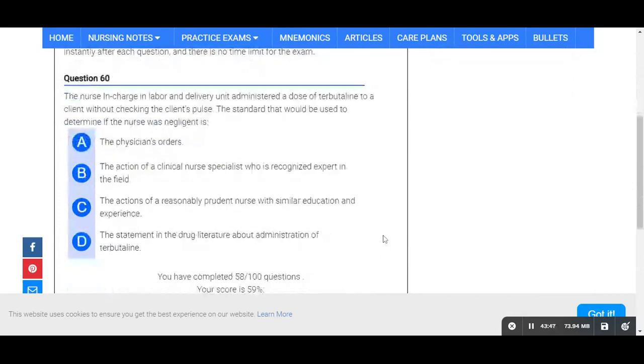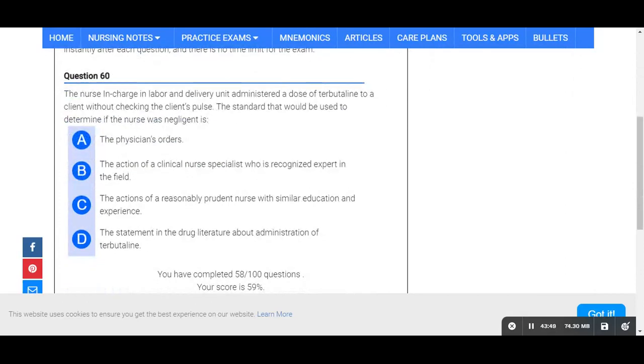Now, the nurse in charge in labor and delivery unit, by the way, this is going to be the last one for today. It's the 60th question. I know it's not already. It's the 58, 59 question. Not yet the 60th yet.